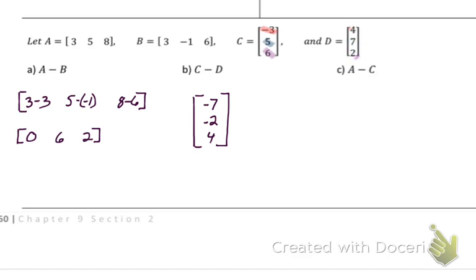All right, that last one's A minus C. Well, that's easy enough. My first value in A is 3. So 3 minus a negative 3 is going to be a 6. 5 minus 5 is 0. And 8 minus 6 is 2.